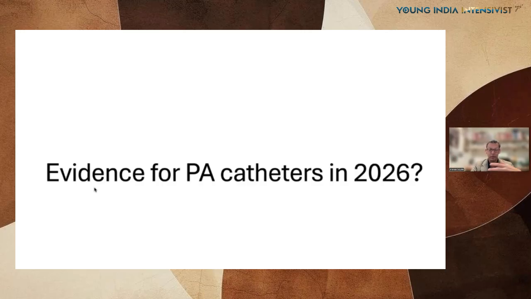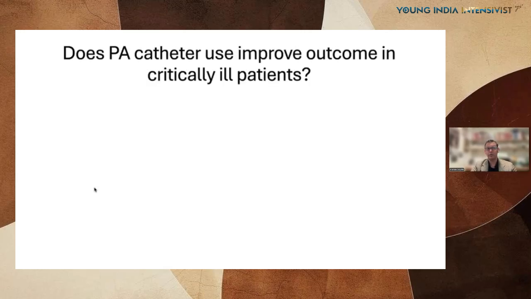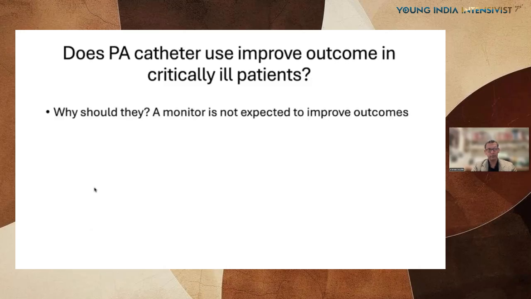Is it closer to the thermodilution output or the Fick cardiac output? All right, and I'll close with what is the evidence? We're in 2026. Why should we use PA catheters? And the whole controversy is focused on, does PA catheter use improve outcome?